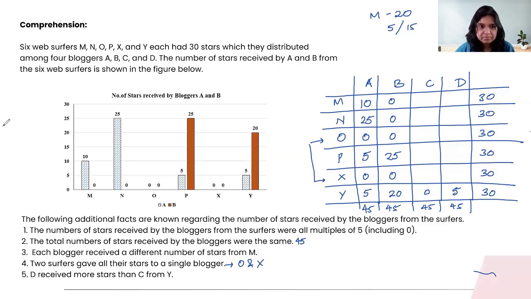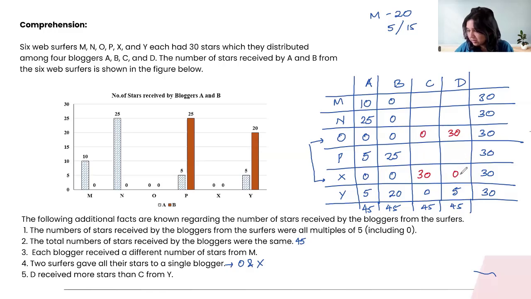So, for example, if I say that O has given D 30, so then 35 are already done. That means D needs another 10 more to make it 45. Now the 10 more are not going to come from X because X will give 30 over here. Okay, this is one case. So this is a 0 and this is a 0.